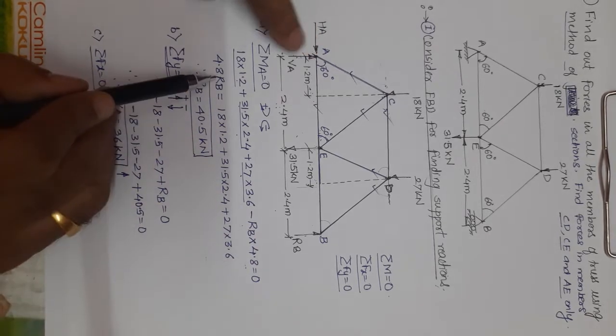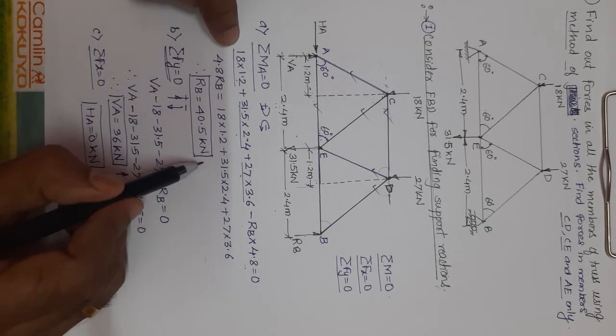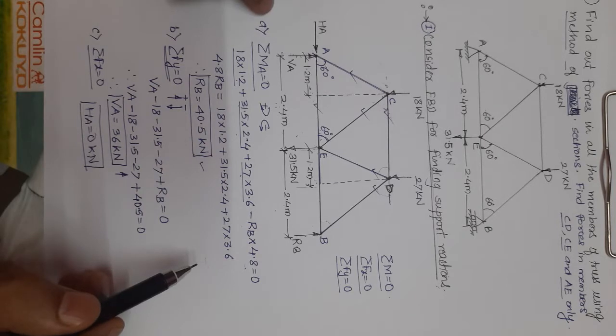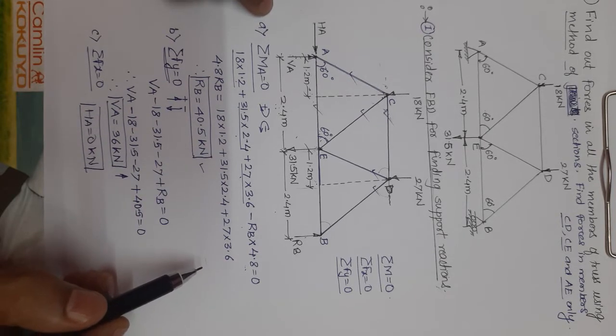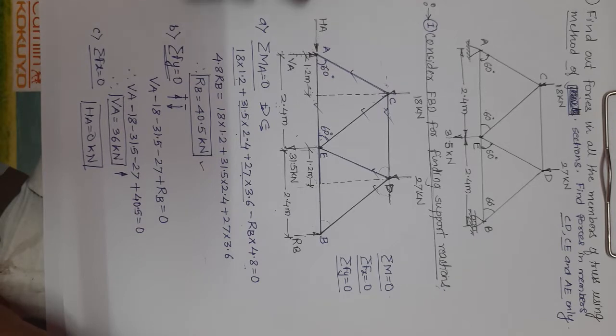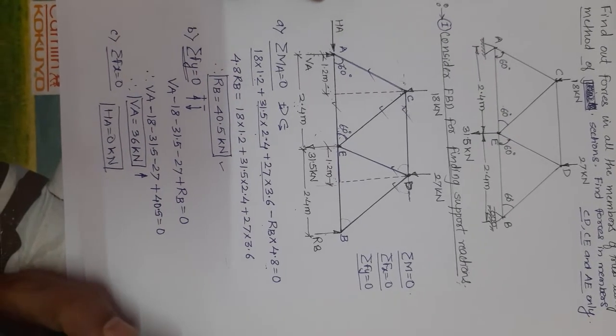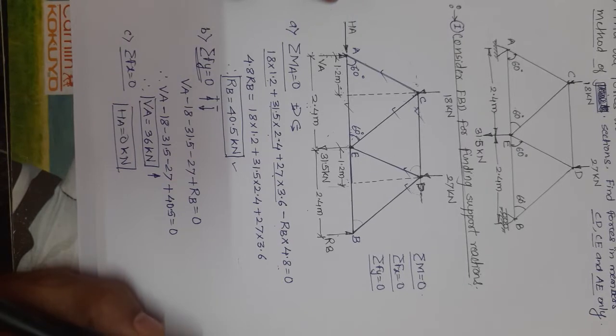Now when you do the calculations, your value of RB comes out to be 40.5 kilonewton. Confirm these calculations. As I told you, pause the video here, do the calculations and confirm them. See that you get the value as 40.5.